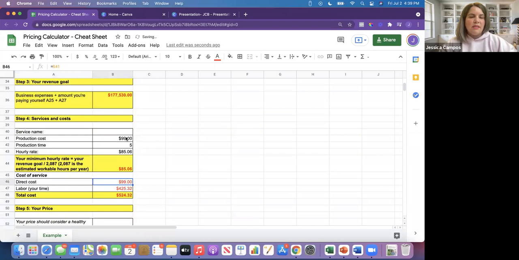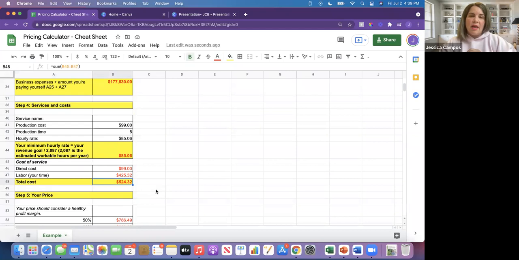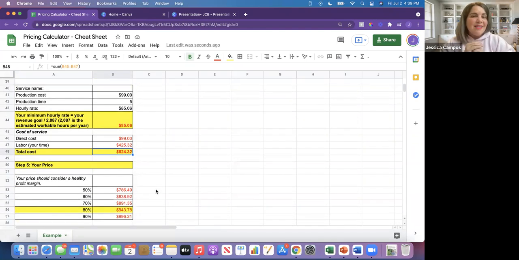So this is the equivalent of this. And then the labor is calculating your time times your hourly rate. And this is your cost. So if you're working with a client on a product and it costs you $99 to make it, and it took you 5 hours to deliver that particular service, that means that your cost is $524. So let's say that you gave somebody 3 hours for free.